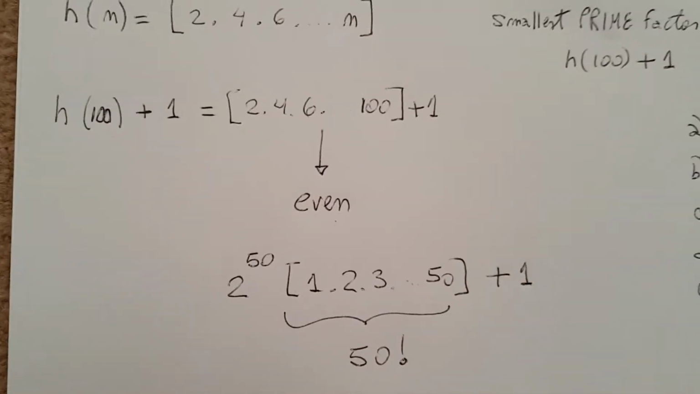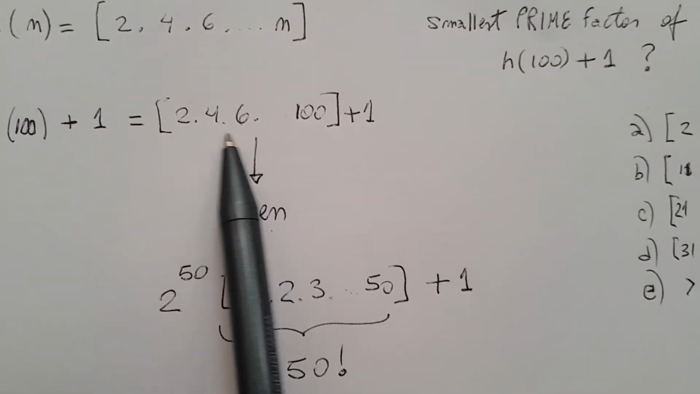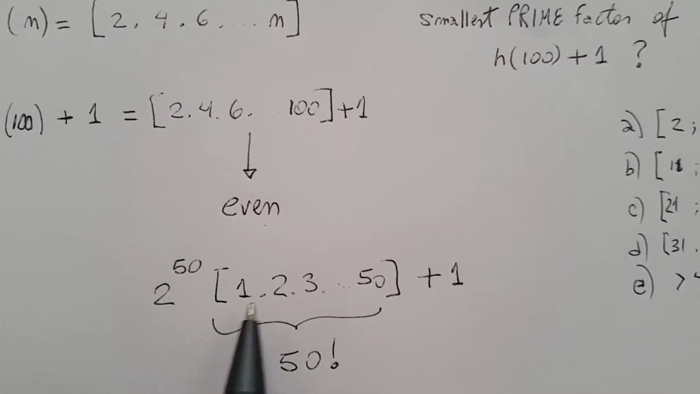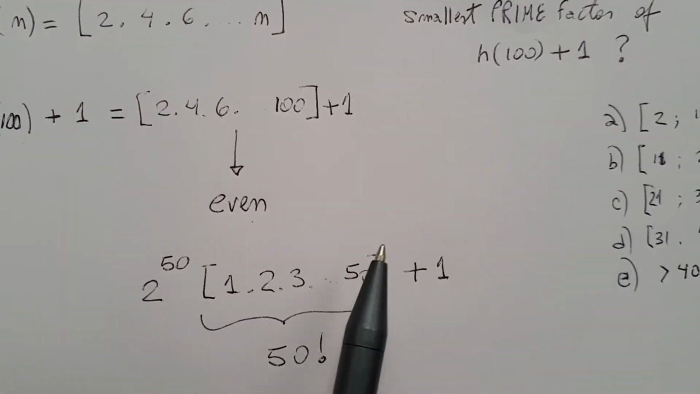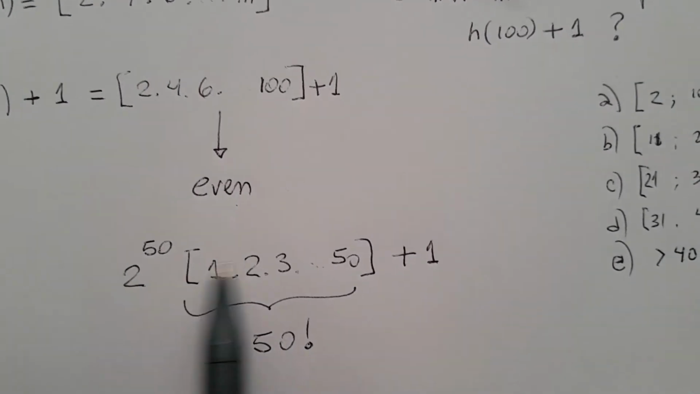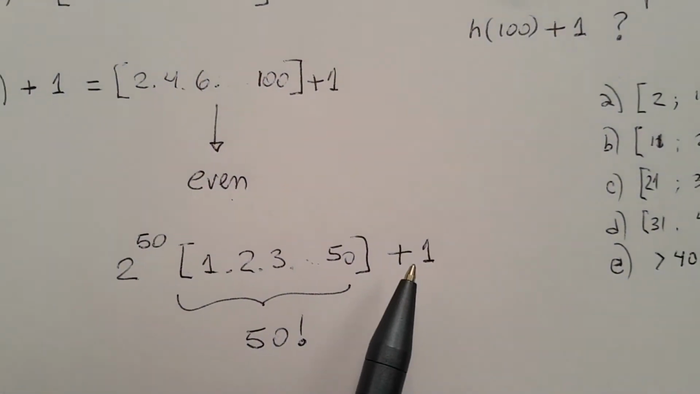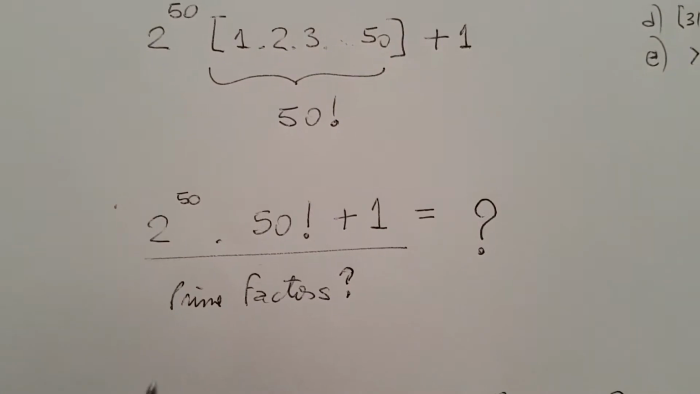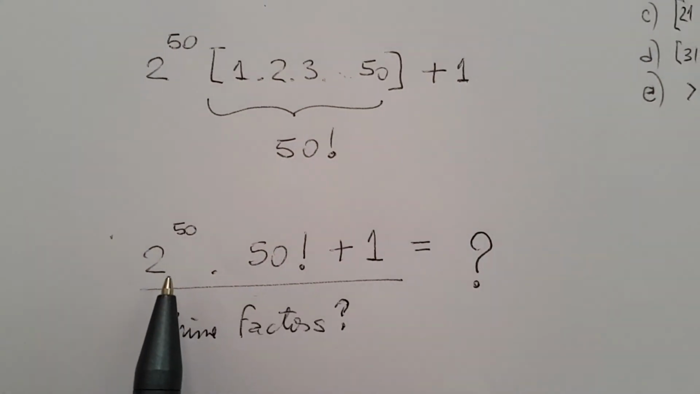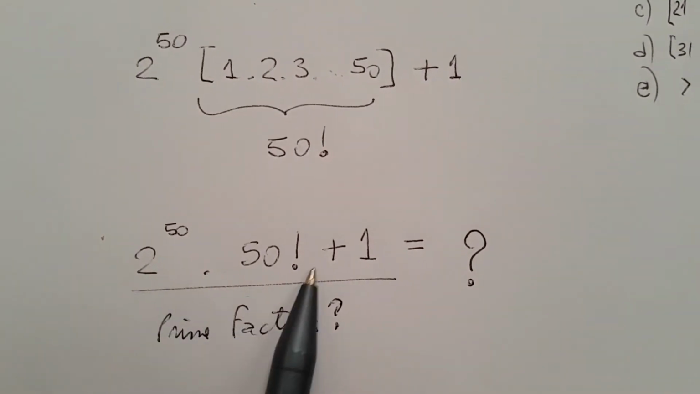So first thing we can see very clearly, all these numbers are even. So you take the common factor 2, and what is left is 1, 2, 3 up to 50, which is 50 factorial. You compute this and you add 1. The problem is, what is the smallest prime factor of all that? So you can see this might be a big number.